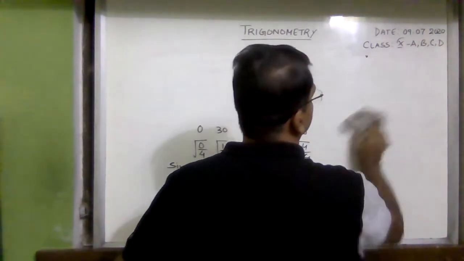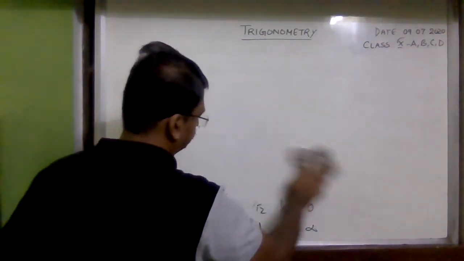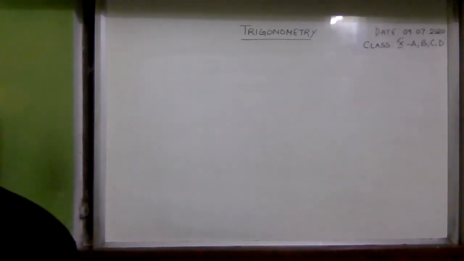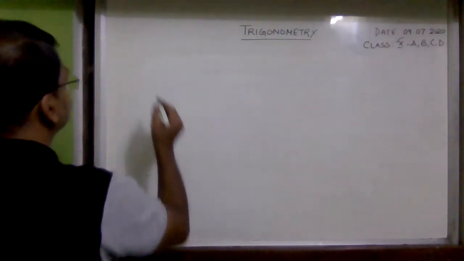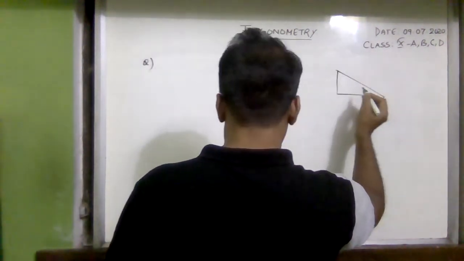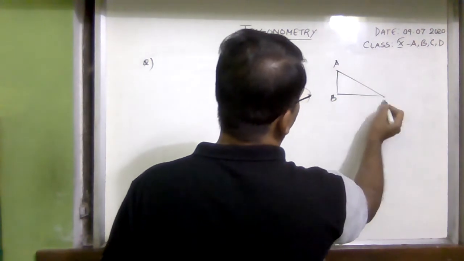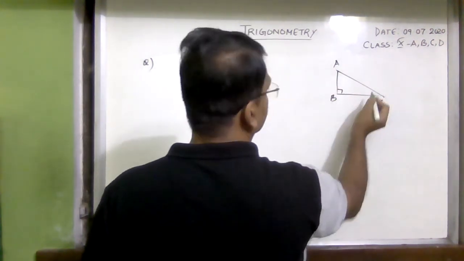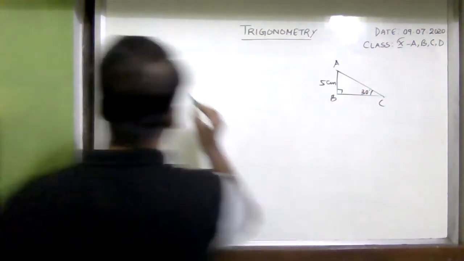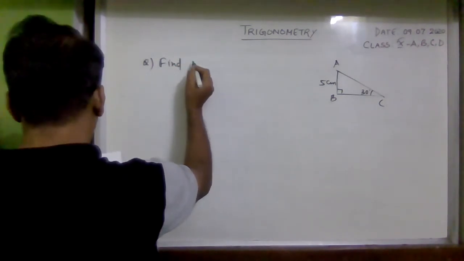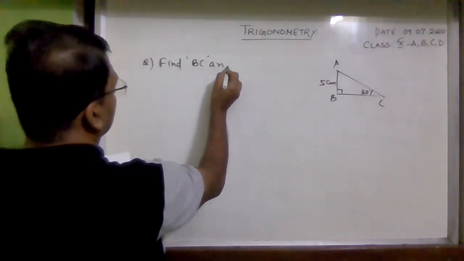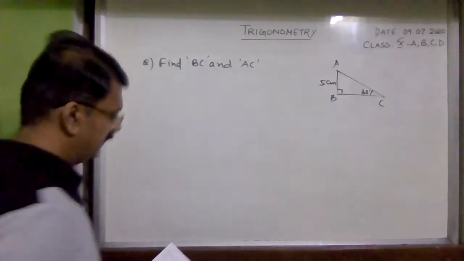Now there is a question. A triangle ABC is given, which is right angled at B. This angle is given 30 degree and this is given 5 centimeter, and the question says find BC and AC. Find BC and AC.